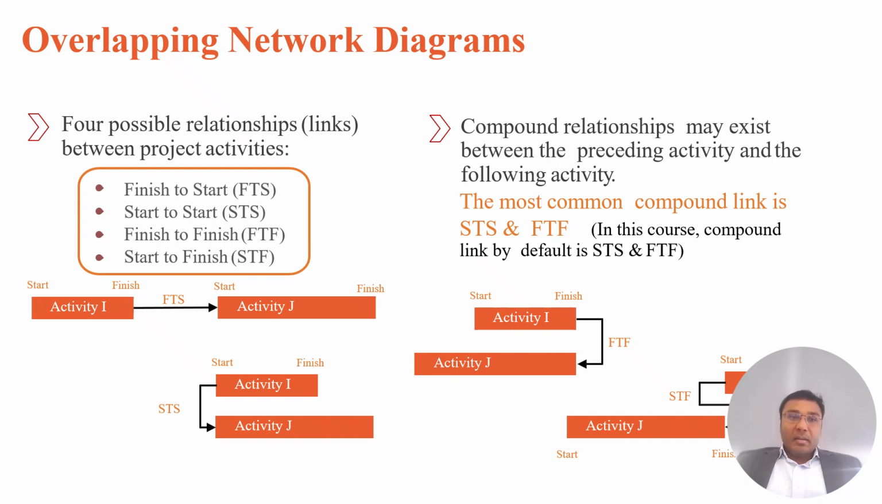The next type is the start to start. The successor starts only after the predecessor starts. The successor activity cannot finish until the predecessor activity is finished. Activities are in parallel. This is the next most common relationship. Think of an example such as laying cable while excavation is underway. You can still do the laying of cable while the excavation is underway. So it's like start to start.